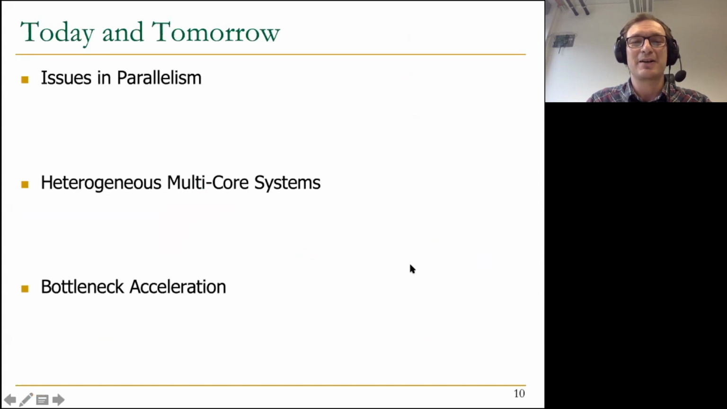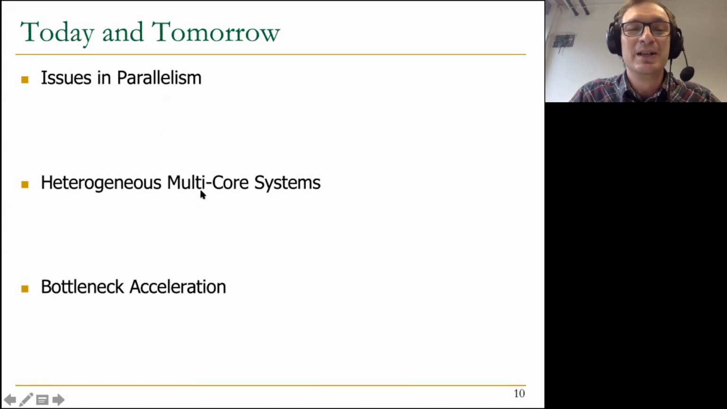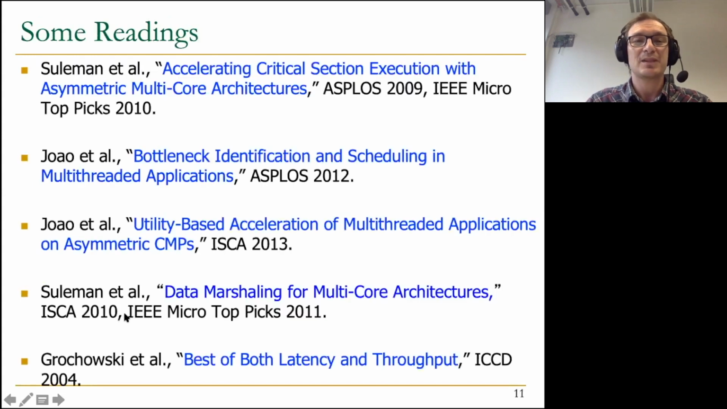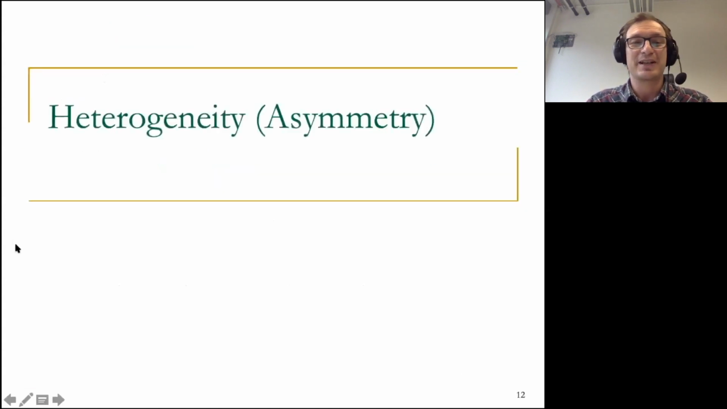But some of the issues we cover are relatively soon. So this is what we're going to cover today and tomorrow. We're going to talk about some issues in parallelism, and then we're going to lead our way into heterogeneous multi-core systems. Then we're going to talk about bottleneck acceleration, identifying key bottlenecks, and how to potentially accelerate them. These are some readings we're going to cover. There are quite a few more that I'm going to reference that are not on the slide, but hopefully you'll find some of these very interesting.